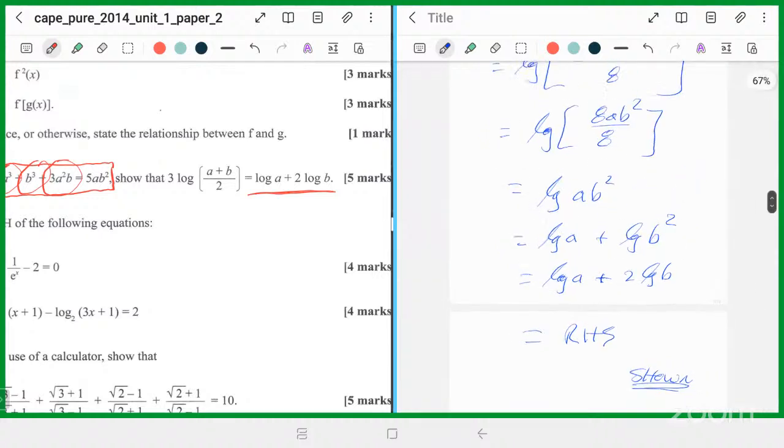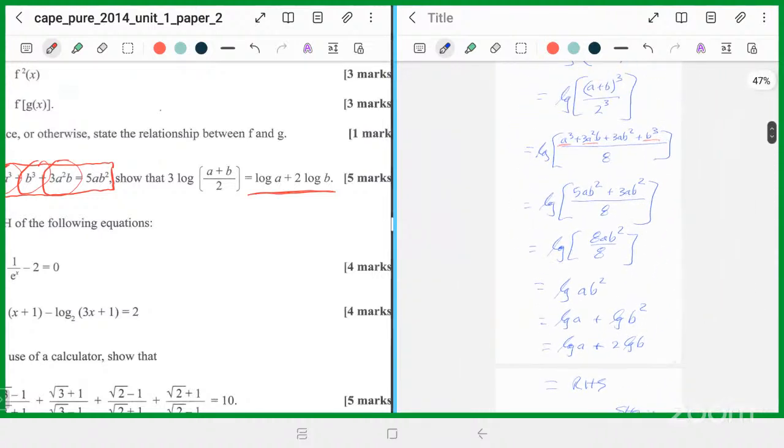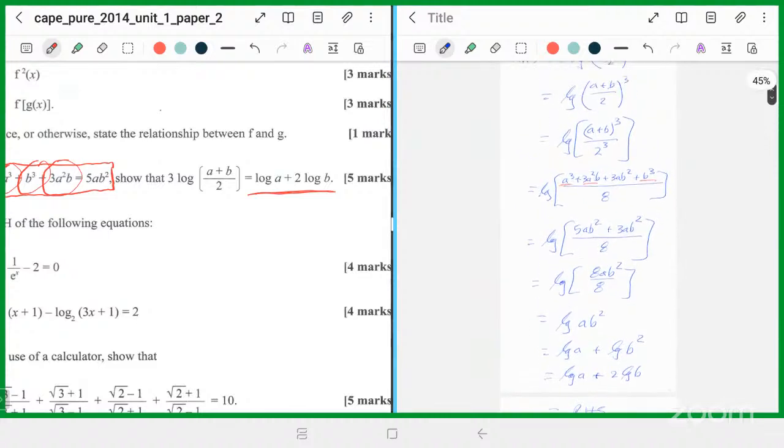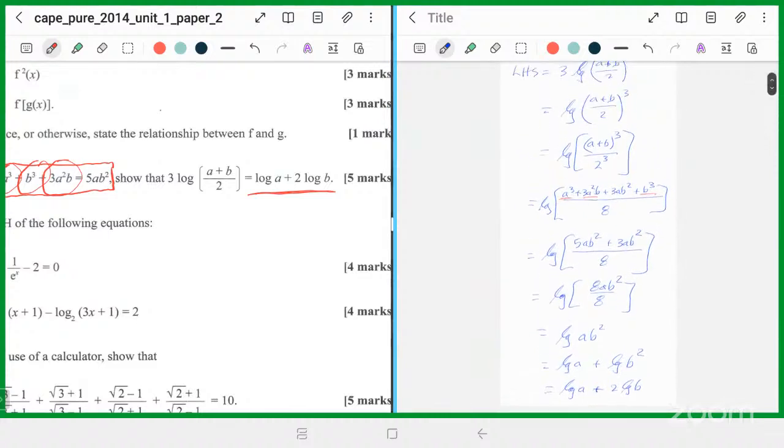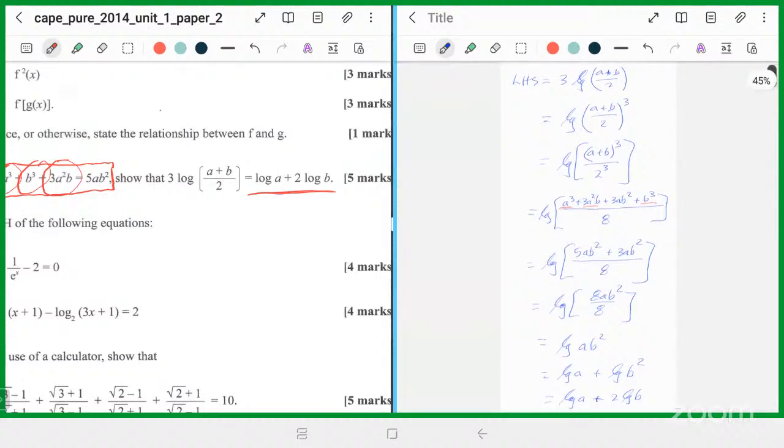Personally, this is nice to redo. Want to go to that? Yes, sir. But okay, that is it. Nice and easy.